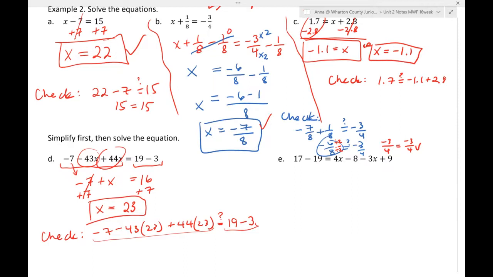Okay, so after pausing, hopefully you've paused and worked out problem E. After you do that, you should check and get that the solution is x equals negative 3.